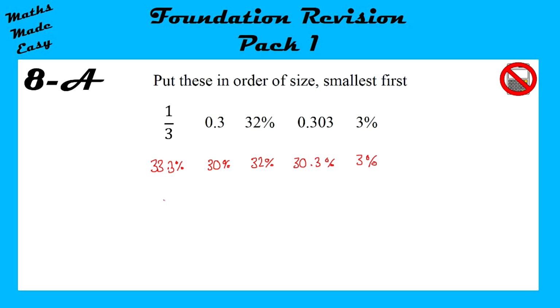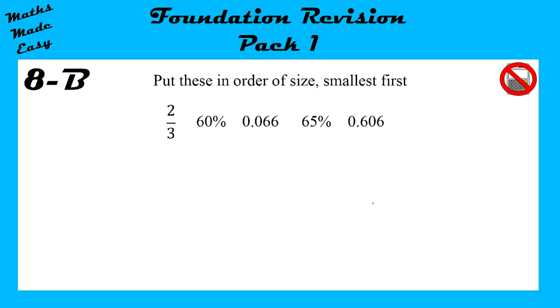So now once they're percentages, I can see quite clearly that the smallest one is the 3%. The next smallest one is the 30%, which I'm going to give back in the way it was given to me in the question, and I might just cross these off as I go. The next smallest one, 0.303, and I can cross that one off there. Then 32%, cross that one off, and lastly a third.